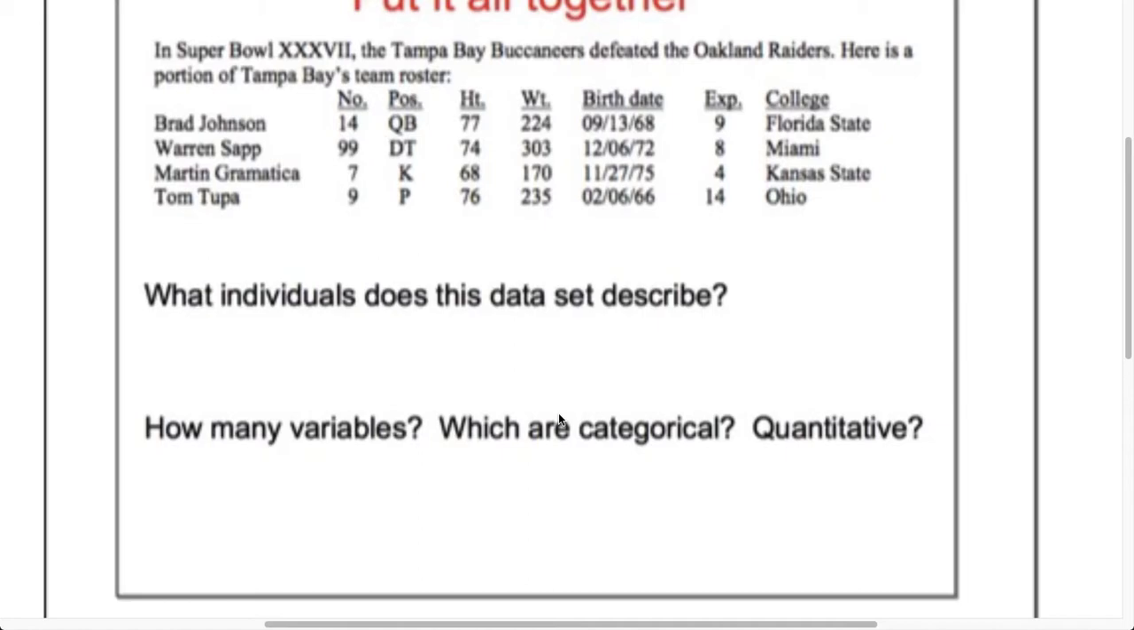Okay. So looking at one last data set here, in Super Bowl, let's see, that would be 37. The Tampa Bay Buccaneers defeated the Oakland Raiders. Here is a portion of the team's roster. Okay, so here are the individuals. We got Brad Johnson, former Viking great, Warren Sapp, Martin Gramatica.